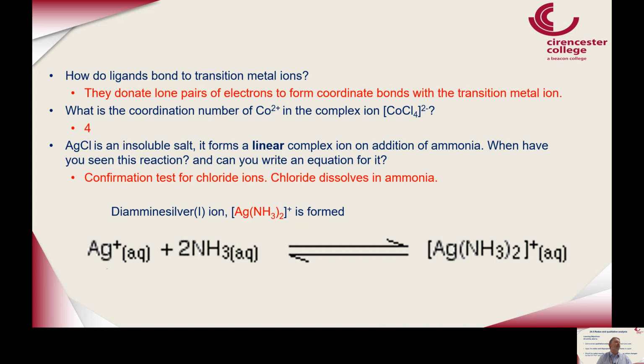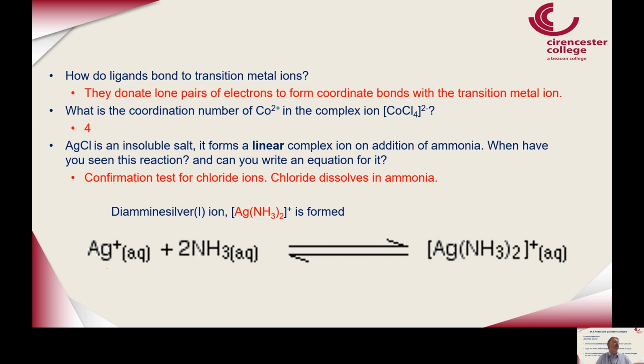So how do ligands bond to transition metals? They donate a lone pair of electrons to form coordinate bonds or dative bonds with the transition metal ion, so it's a covalent bond. What is the coordination number of cobalt 2+ in the complex ion? We would call that tetrachlorocobalt 2. Okay, it will be 4, because there's 4 chlorines surrounding it. Remember that if you get 4 chlorines into a complex, they tend to force it to become tetrahedral because chlorine is quite a large ion.